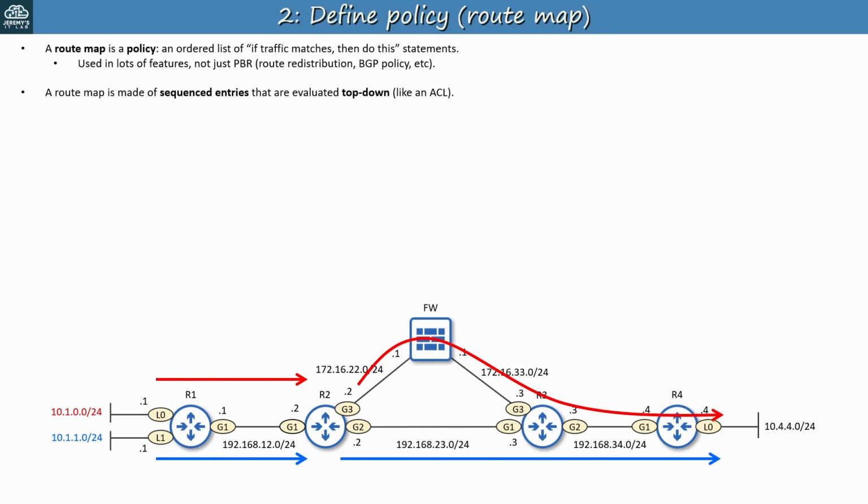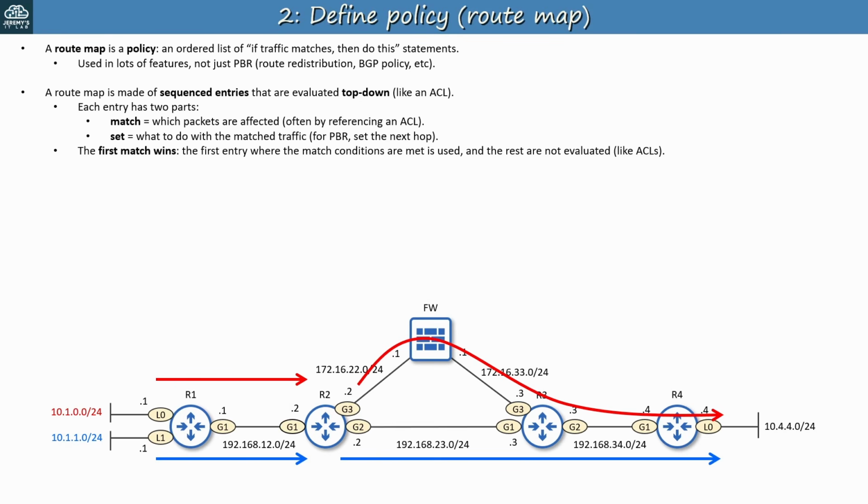A route map is made of sequenced entries that are evaluated top-down, like an ACL. Each of these entries has two parts, like we saw before, match and set. The match statements define which packets are affected, often by referencing an ACL. And the set statements define what to do with the match traffic. For PBR, that usually means setting the next hop. The first match wins. The first entry whose match conditions are met is used, and the rest aren't evaluated. This is like how ACLs work.